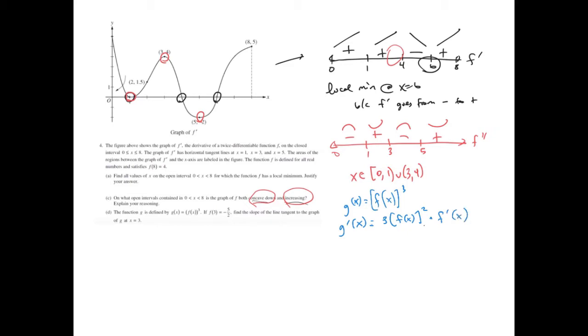So I want to find the slope at 3. So I plug in 3 for all the x's. You're told that f of 3 is negative 5/2. And then f prime of 3 you can get from the graph because we're given the graph of f prime, and at 3, that value is 4. So that basically gives you 3 times 25/4 times 4, which is 75.